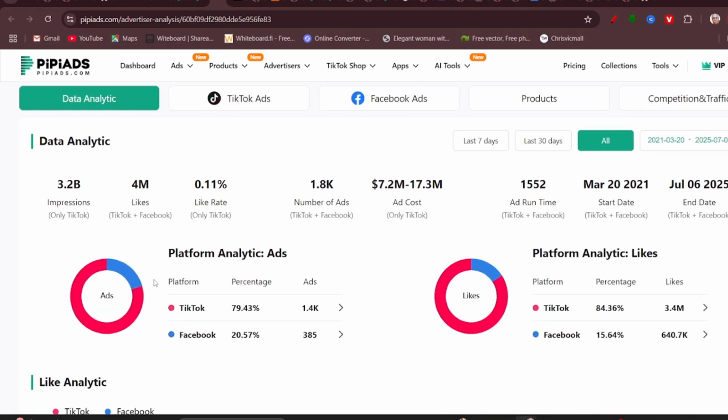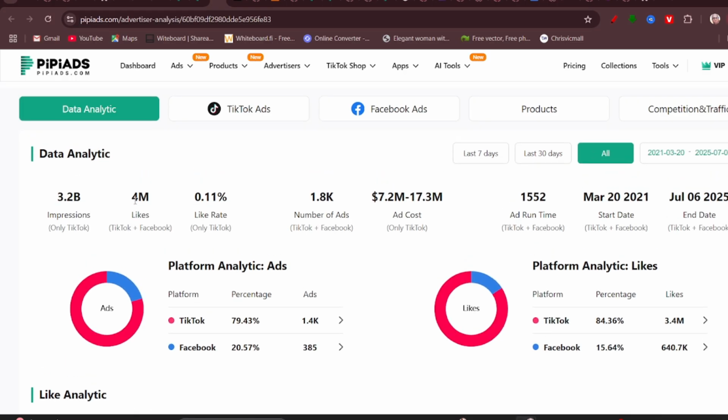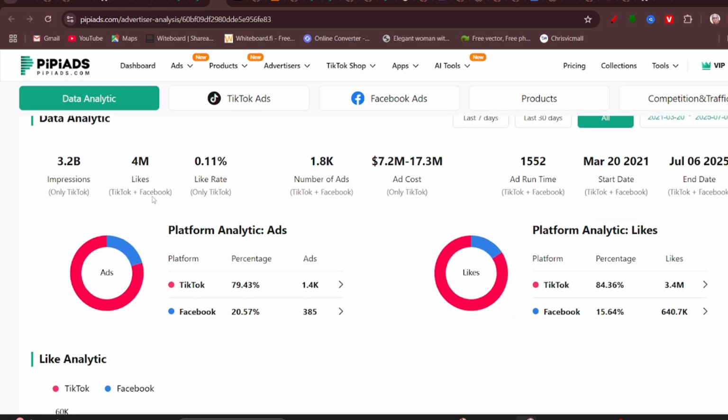Now, TikTok is red and Facebook is blue, okay? And this is the percentage, all right? And these are the ads, okay? But this is what I want you to pay attention to. So far, only on TikTok, guys, they have 2.3 billion impressions. Don't worry, I will show you other things you need to know, but just pay attention. Now they have about 4 million likes for this particular store we're checking out. And the number of ads, they have 1.8 thousand.